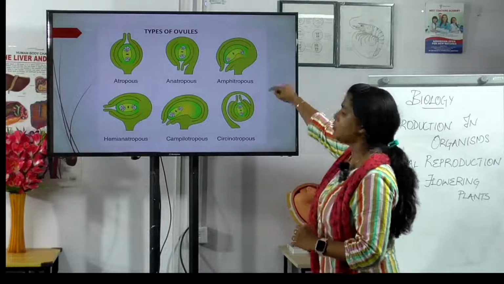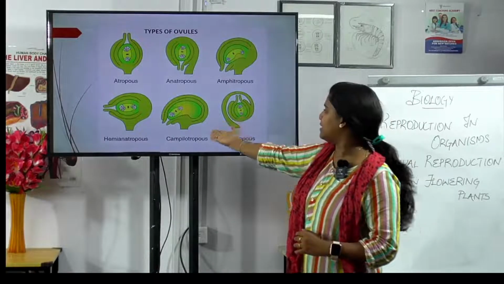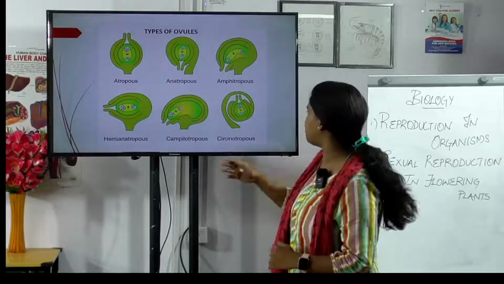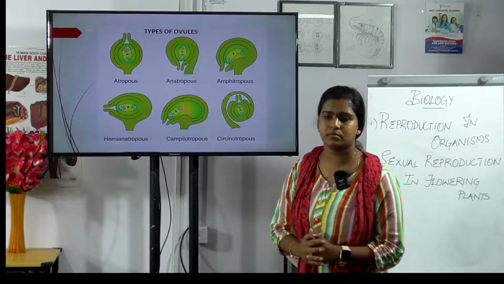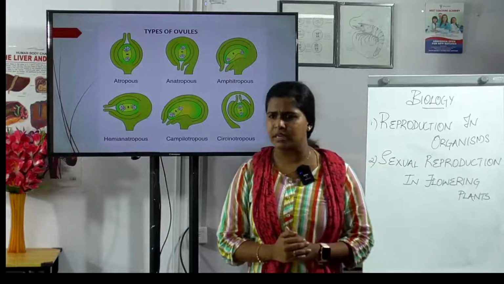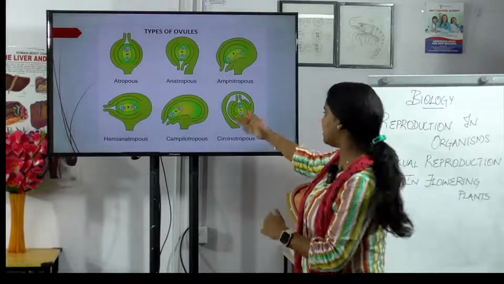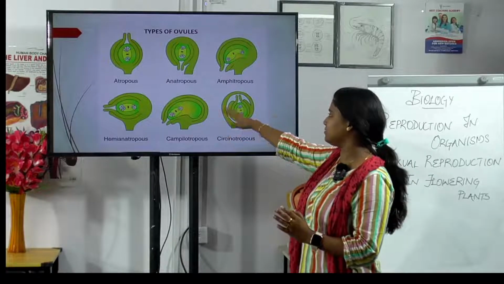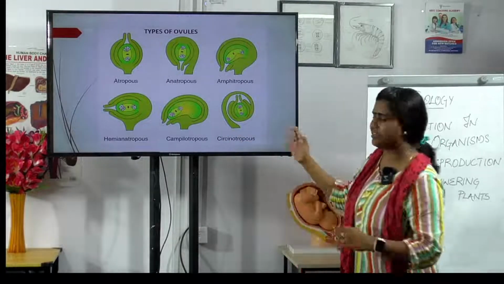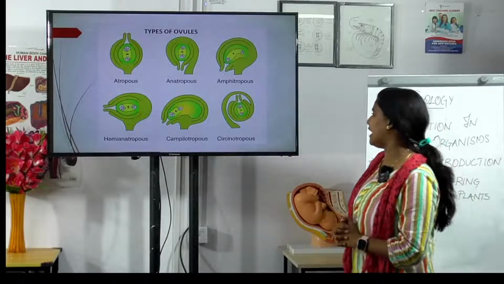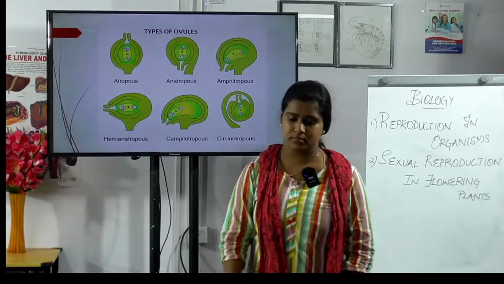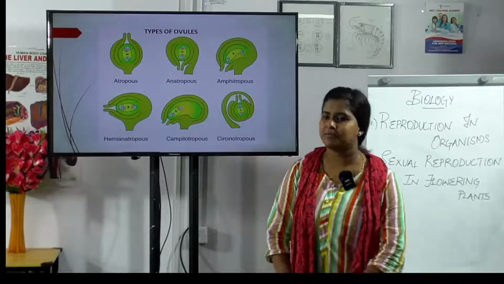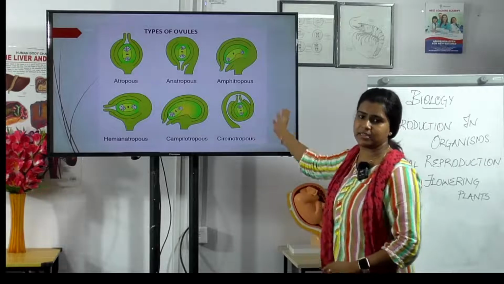Another is hemianatropous, which has a 90-degree angle, and this is campylotropous, which is slightly a circle, not a full circle, about 70-75%, a half circle. And what is this last one? Circinotropous. The funicle is fully covered.